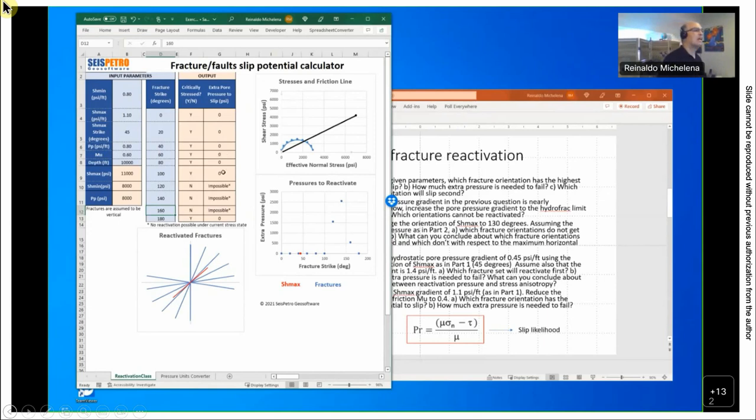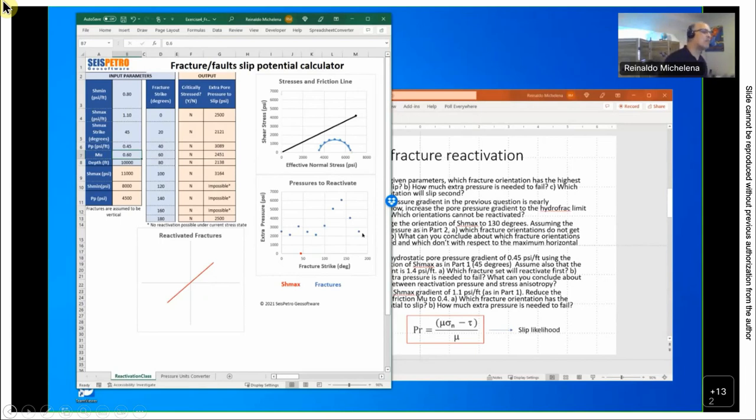And then it shows here the relation of the friction line with the fractures in the Mohr circle. So for instance, here we have this pore pressure. If we reduce the pore pressure and make it hydrostatic, for instance, then we move the Mohr circle to the right, and none of these fractures will be reactivated. So what it tells you here is that you need to increase pore pressure by 2,500 psi in order to be able to reactivate this fracture that is at 0. And here it will give you a plot of those numbers.